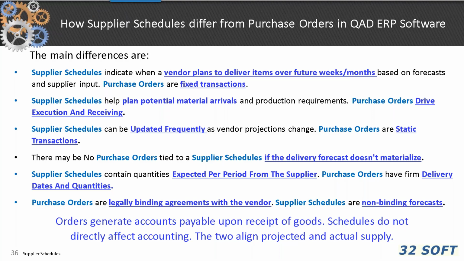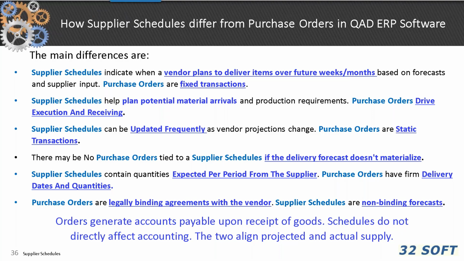Purchase orders are fixed. Supplier schedules contain expected period deliveries from suppliers. Purchase orders have firm deliveries and due dates. Purchase orders are legally binding agreements, whereas supplier schedules are non-binding forecasts. Purchase orders generate accounts payable upon receipt of goods. Schedules do not affect accounting. I love that.